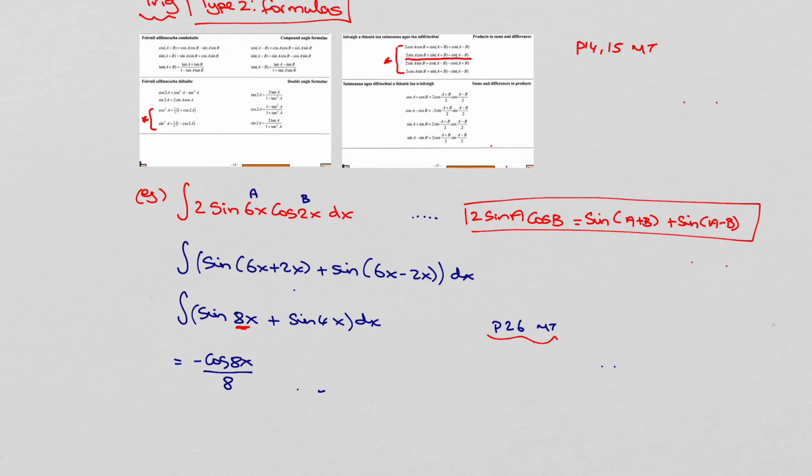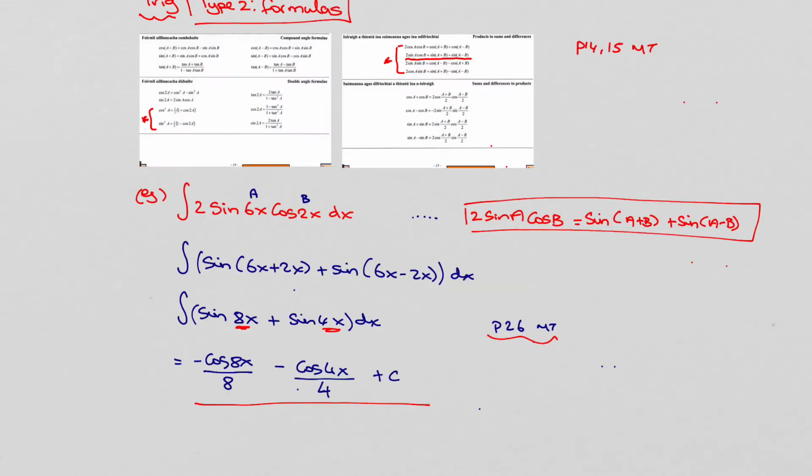And again, if I integrate sine, I get minus cos 4x. But again, I have to divide by the derivative of this 4x, which is, of course, 4. And because there are no limits here, we always have to have our constant of integration in our answer.